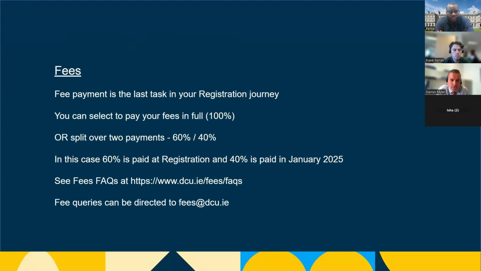They can split over 60/40. So 60% is paid at registration and 40% is paid in January for some students. Some other students may have to pay in full upfront. But there are links there to the FAQs on the fee page. And then there's the fees email address if you have any fee queries. If you email them directly there, fees@dcu.ie, they'll be able to help you with your query. So they're the fee steps, another part of the AIP tasks that happen during registration.